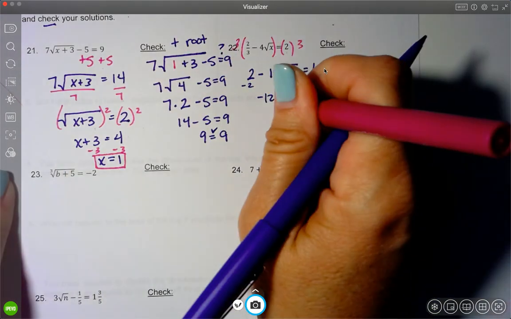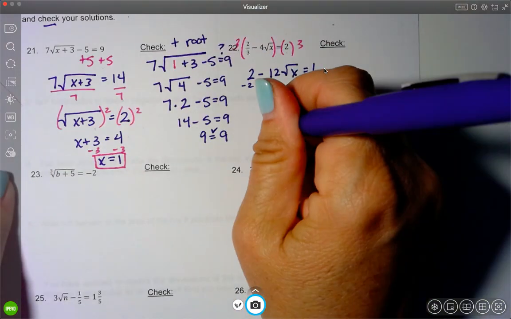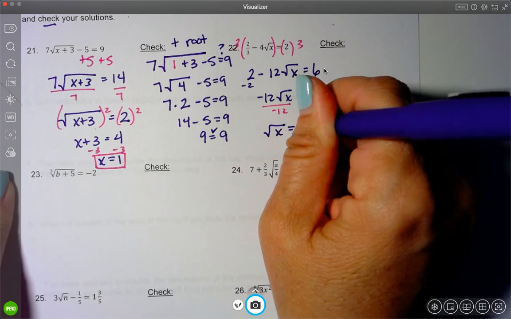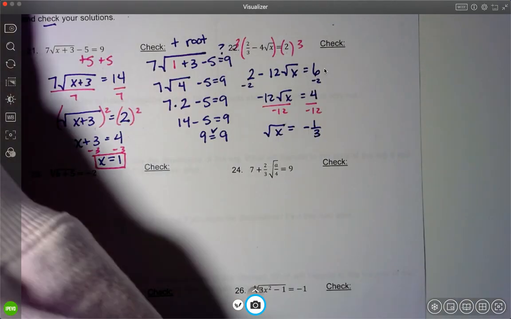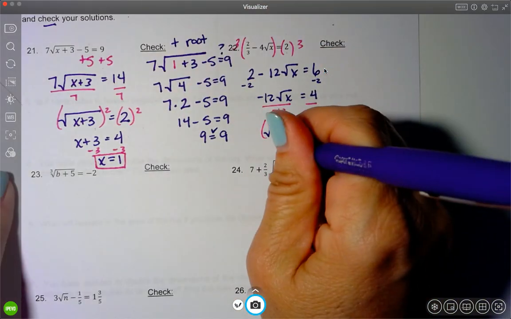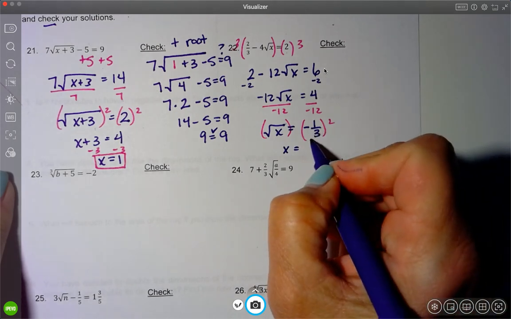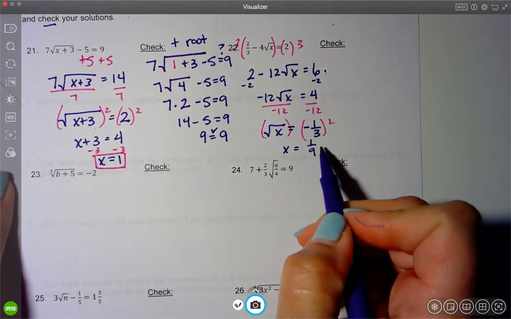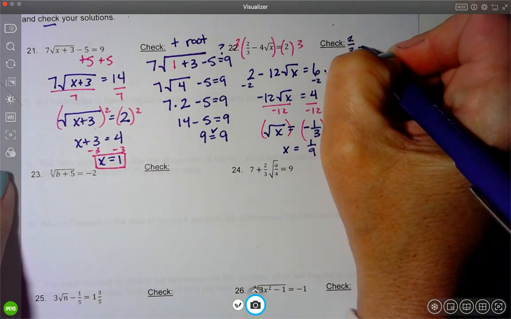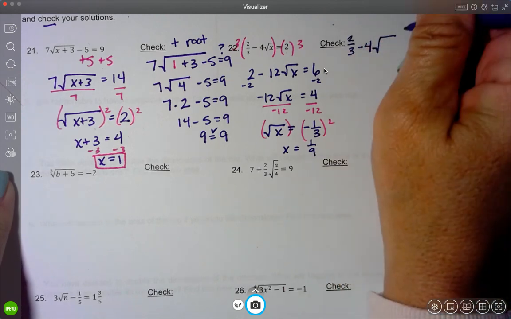Divide both sides by negative 12. I get square root of x equals negative 1/3. Let's go ahead and square that to get x by itself. And I get x equals, so negative 1/3 times negative 1/3 would be positive 1/9. Okay, so I'm going to go ahead and check this. So in my original equation is 2/3 minus 4, and then I'm going to go ahead and put my 1/9 in here for x. And I want to know if that equals 2.